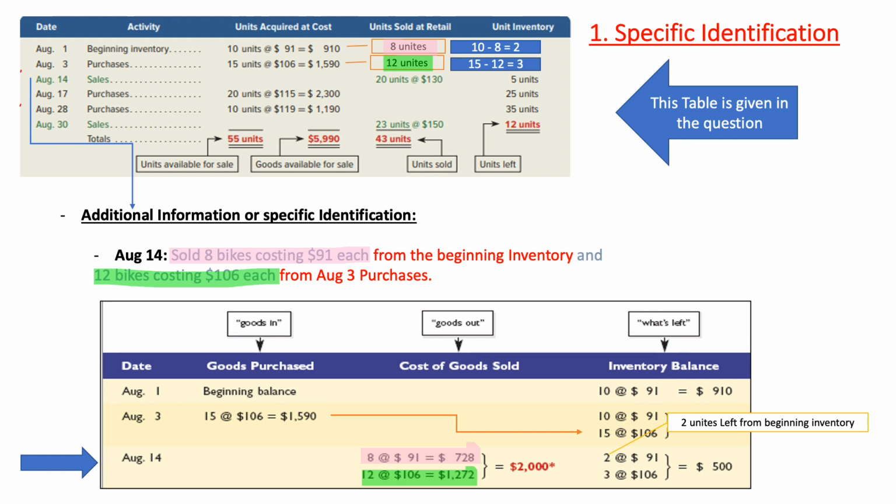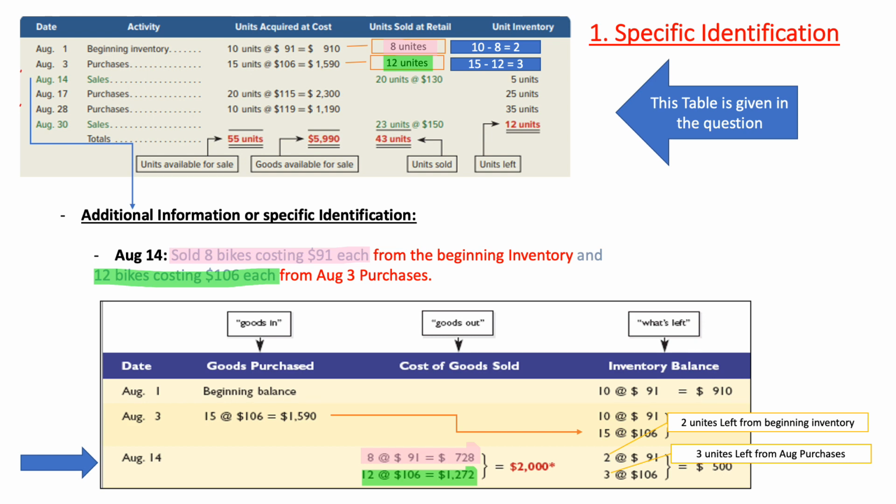What about the August 3rd purchases? I'm going to say 3 units left from August purchases. So 3 multiplied by 106. If I add them together, how much will it give me? 500. So we can see that my inventory is decreasing. Why is it decreasing? Because we just sold merchandise. Whenever we sell, it means my inventory is going to reduce. Now remember, when you have sales and you are going to report the inventory balances, we always take the units left and multiply them by the cost.